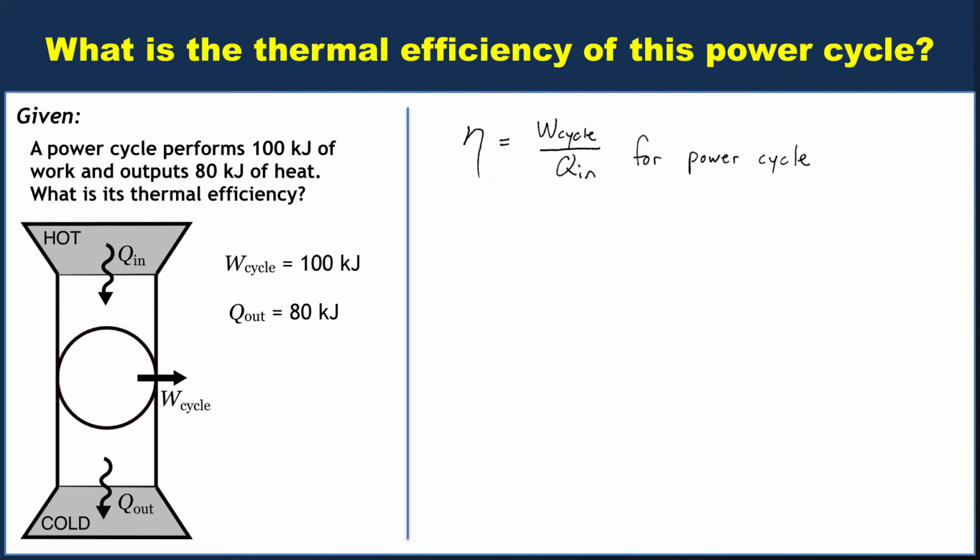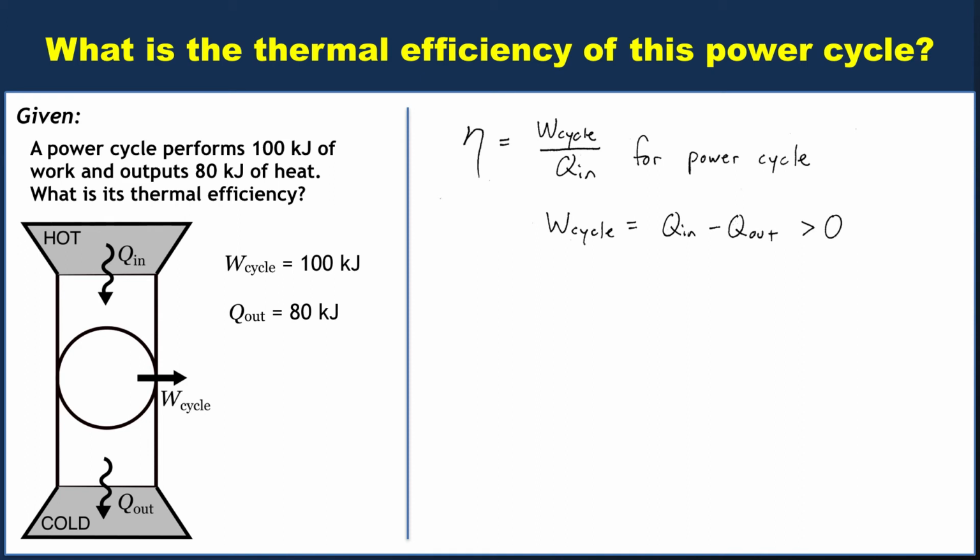Well, eta, the thermal efficiency for a power cycle, is the work done by the cycle divided by Q in. And if you'll recall, for a power cycle, this has to be greater than 0 and less than 1. And for a power cycle, we know the relationship between W cycle, Q in, and Q out. So it's simply that W cycle equals Q in minus Q out. And I put that greater than 0 over on the right-hand side. That's there to remind us that since Q in and Q out are both greater than 0, they're both positive, it must be the case that Q in is greater than Q out.